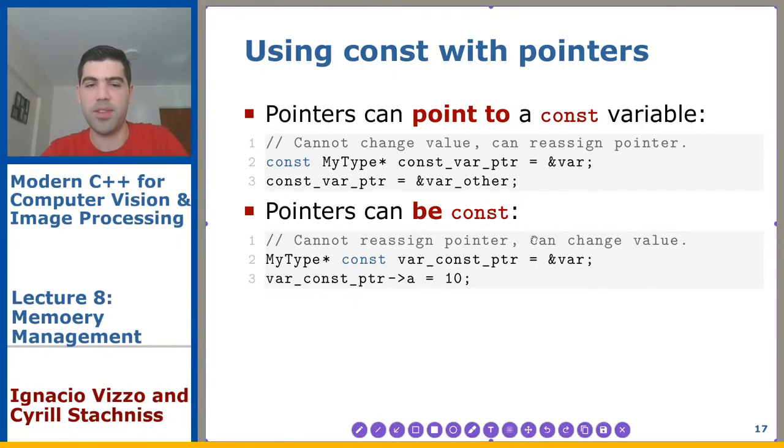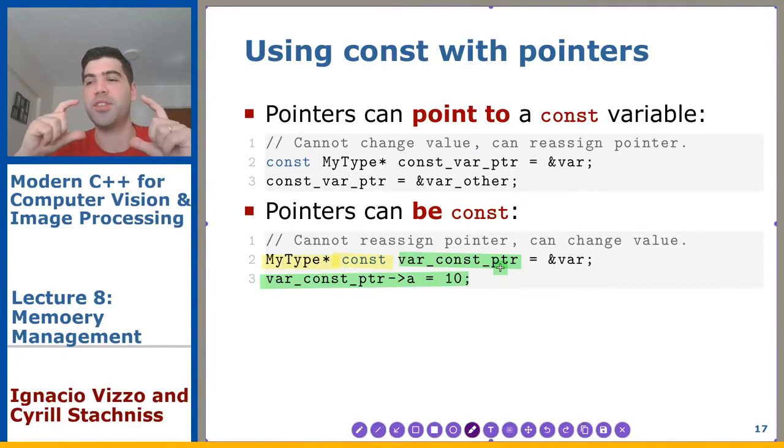The pointers themselves are variables, so they can also be const. And how you do it, believe me, this is funky. You have a pointer to my type, and this pointer is const. Now the const becomes part of the pointer, and this is the name of the pointer, var const pointer. This, for example, you cannot do. No, yes, this you can do because a is any variable. What you cannot do is change the value of the pointer. This pointer is now const, so the address that it is storing cannot be changed.